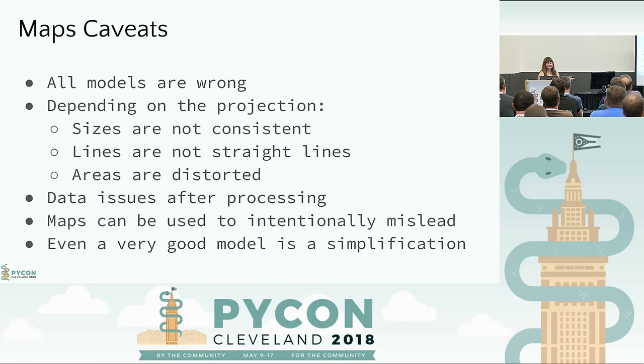Bad data in is going to equal bad results out, so be sure you're using the highest quality data possible and that you trust your source. Maps can also be used intentionally to mislead. You could make whatever you're trying to map look really bad or really good, or tone it down to make it seem not so bad. So that happens. And even a very good model is still a simplification of reality.